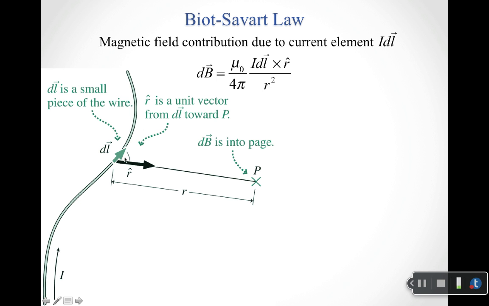So what we're going to do is have some tiny little chunk of current. So here's current flowing in our wire. We're going to pick some tiny little element dl, so we'll have our I dl. R hat is going to point from our little current element to the point P where we're interested in the magnetic field. And again, we'll see that there's a right-hand rule that will help us figure out the direction at which this is going to point. But here, dB will point into the page.